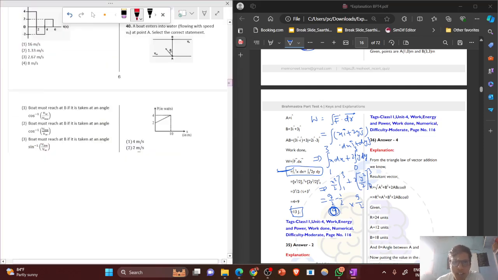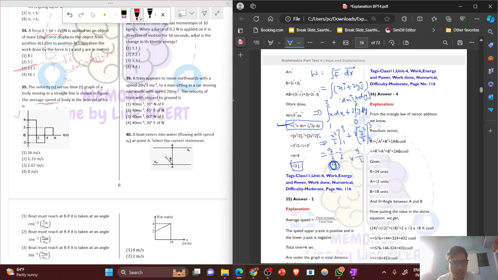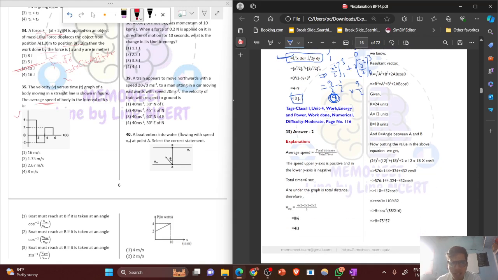Okay, now moving ahead. The velocity versus time graph of a body is shown in the figure. Its velocity is constant. Now it is asking average speed. Okay, it's total distance upon total time. Total distance will always be positive, so just add it and put the time equal to 6 seconds. Total distance will be the same. But it is asking average.